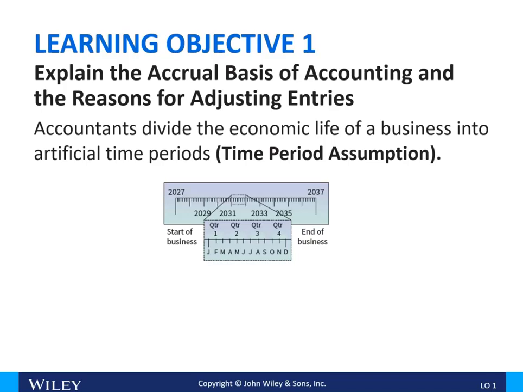The real reason we have accrual basis and adjusting entries is that we divide the economic life of a business into artificial time periods. This is considered the time period assumption. Generally, it's a month, a quarter, or a year. And these are the periods that we'll be talking about mainly in this chapter, or this semester in this book. Typically a month and a year. Sometimes we'll get into multiple months to get a quarter, but basically it's a month and a year that we're going to be talking about.